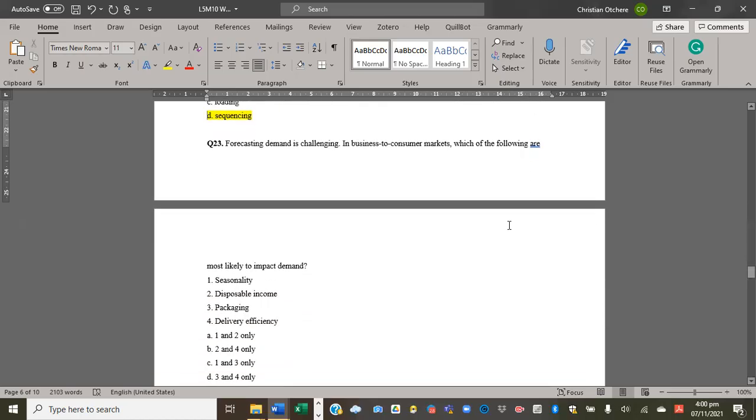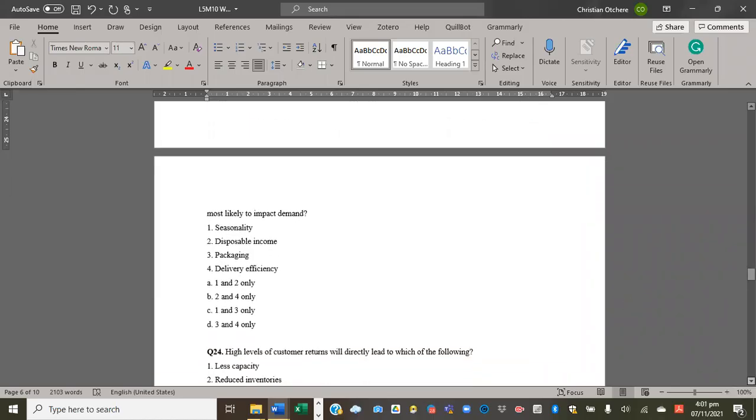Forecasting demand is challenging in business to consumer markets. Which of the following are most likely to impact demand? Okay, so demand and supply, at least basic economics.